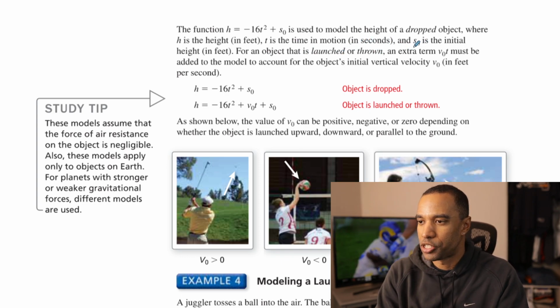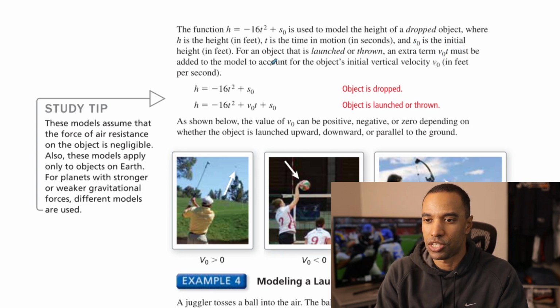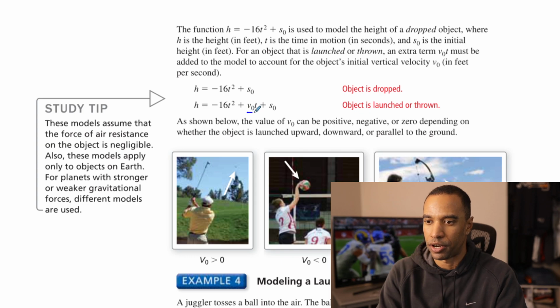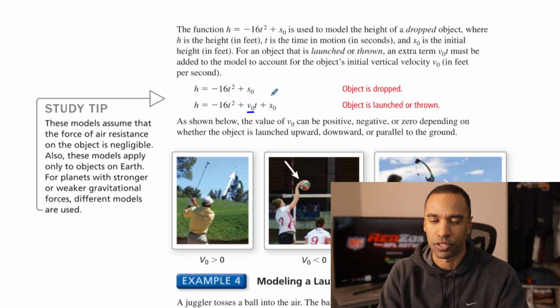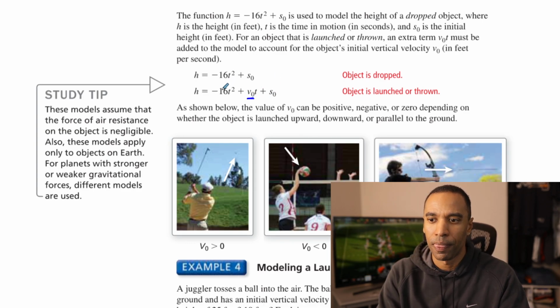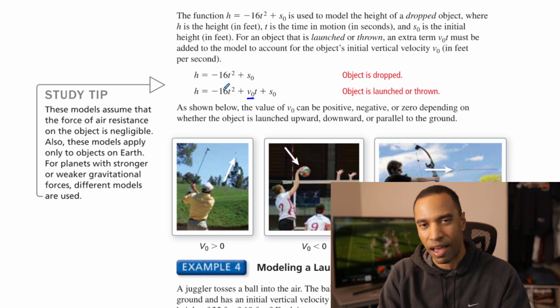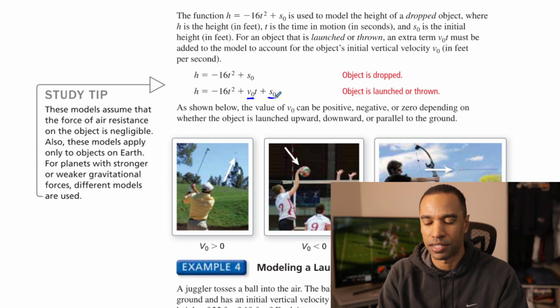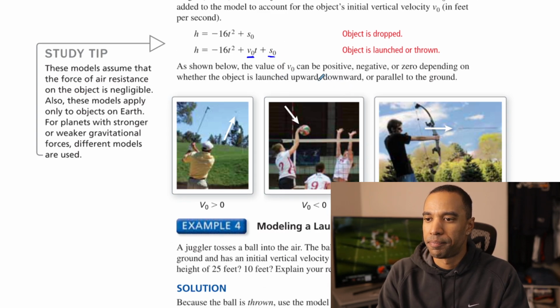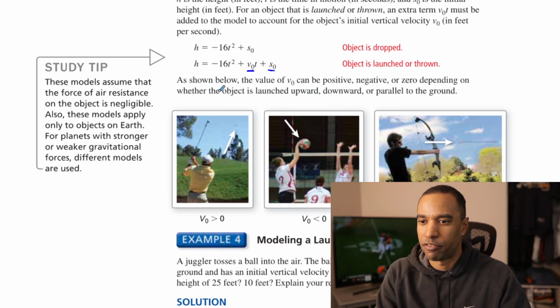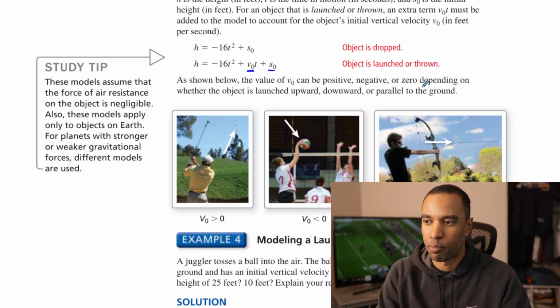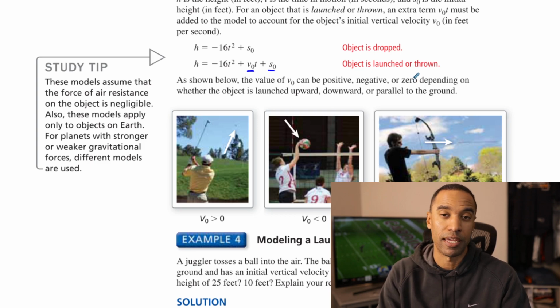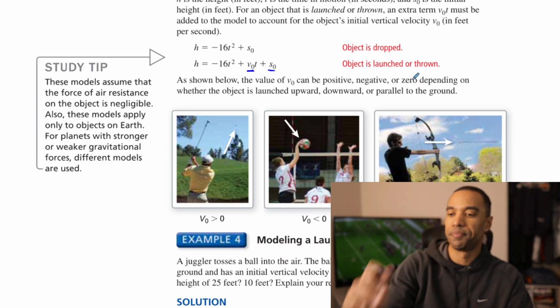For an object that's launched or thrown, an extra term v naught t must be added to the model. So here, initial velocity. We've seen a lot of these actually in the past, whether or not you remember it. But negative 16 is part of your gravity acceleration component. Here's initial velocity component. Here's your initial height component. The value of v can be positive, negative, or 0 depending on whether the object is launched upward for positive, downward for negative, or parallel to the ground for 0. Parallel can mean it can shoot outward, or you can let go of it.